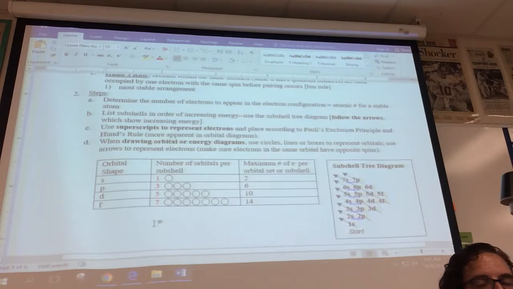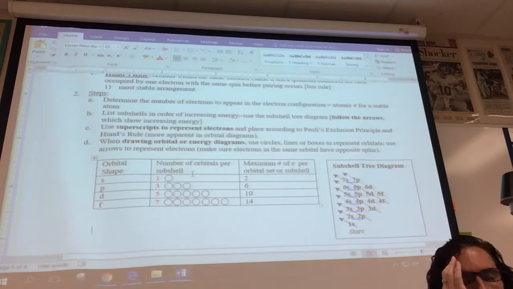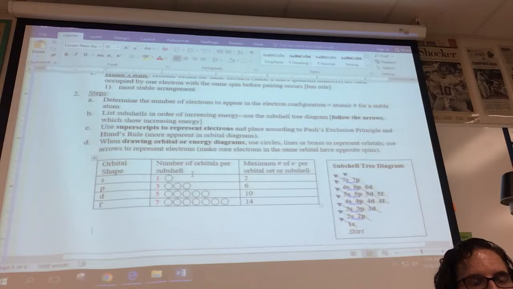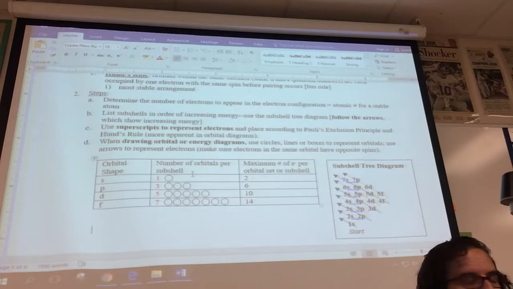So the number of possible M sub L values is how many orbitals or circles you have for a subshell. So 2 times L plus 1 is equal to the number of possible M sub L values. And that's from Monday, which probably didn't quite click yet, but when we do the classwork today, you'll be golden.